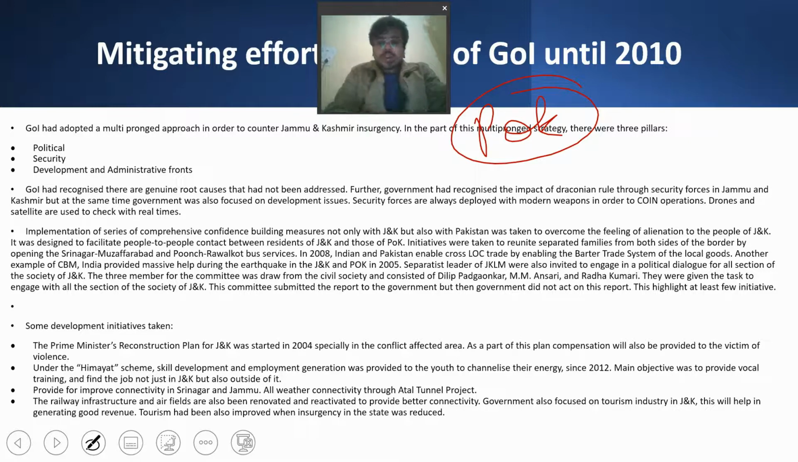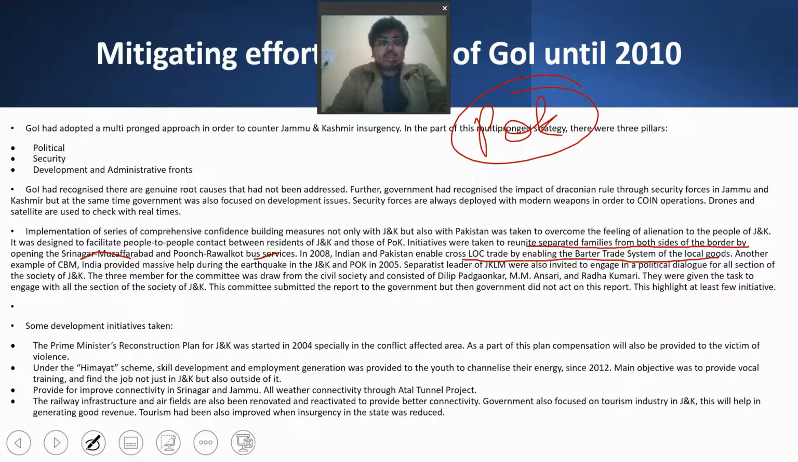Initiatives were taken to reunite separated families from both sides of the border by opening the Srinagar-Muzaffarabad and Poonch-Rawalkot bus services. It was started from both the regions. So in 2008, India and Pakistan enabled cross LOC trade by enabling the barter trade system of local goods. And that is another example of cross border barter trade.